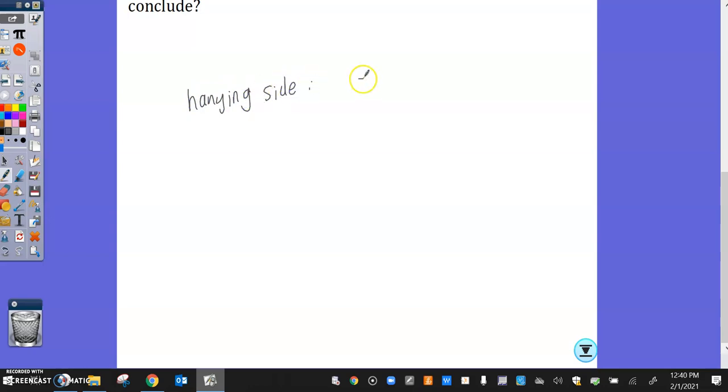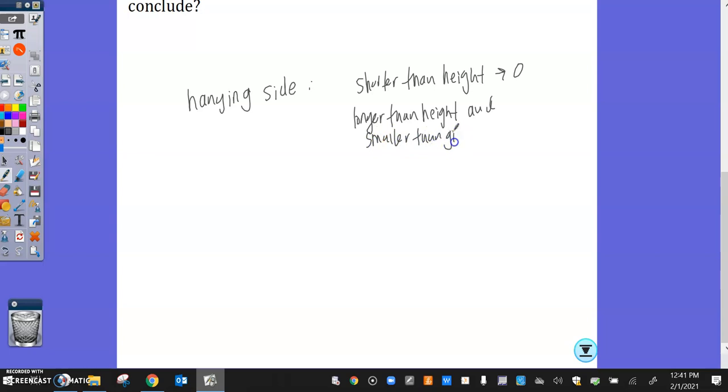Okay, when my hanging side is shorter than your height, you have 0 triangles, okay? When it is longer than your height and smaller than your given side, your other given side, you have 2 triangles.